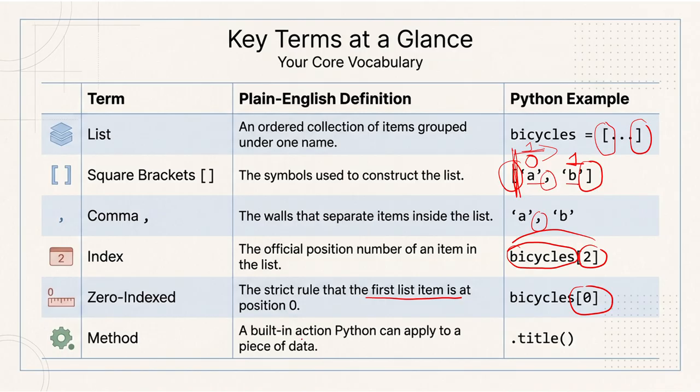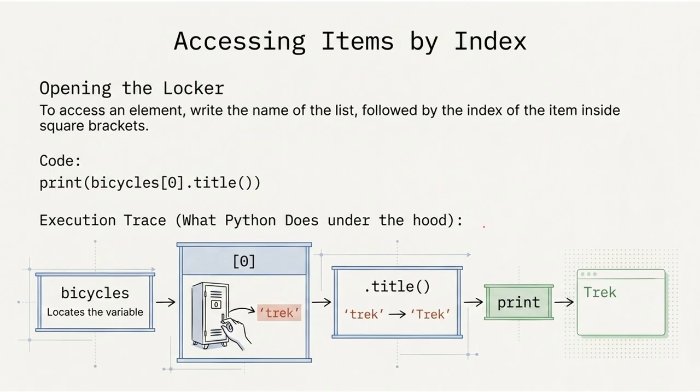The last is, what is a method? A method is a built-in action Python can apply to a piece of data. Think of it basically like a function which you apply to a list, which can manipulate the list. Now let's move on to the next slide.